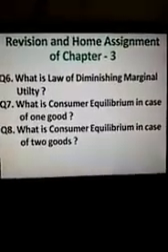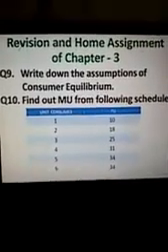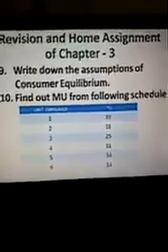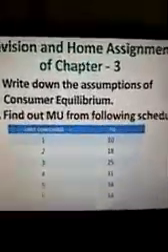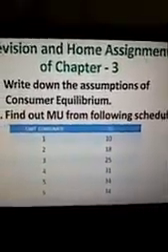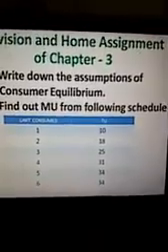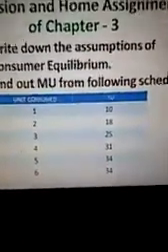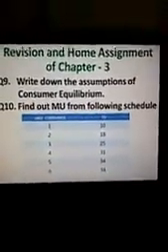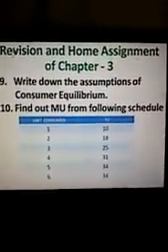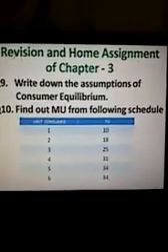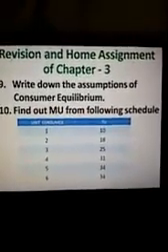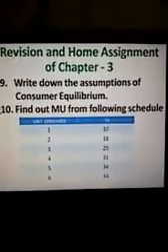Now my ninth question is, write down the assumptions of consumer equilibrium. You have to mention what assumptions should be undertaken while you are studying consumer equilibrium. And the last question is, you have to find out the MU from the following schedule. As I have already mentioned TU, you have to find out the MU from the given table.